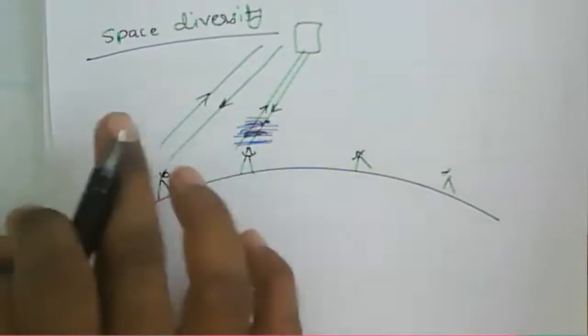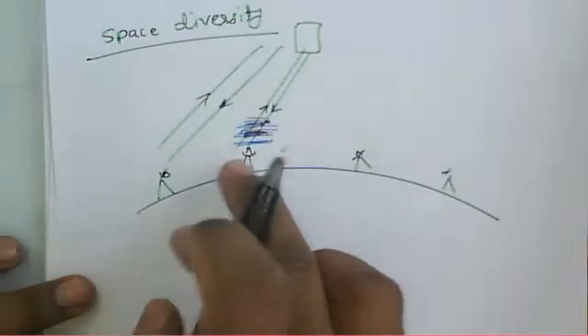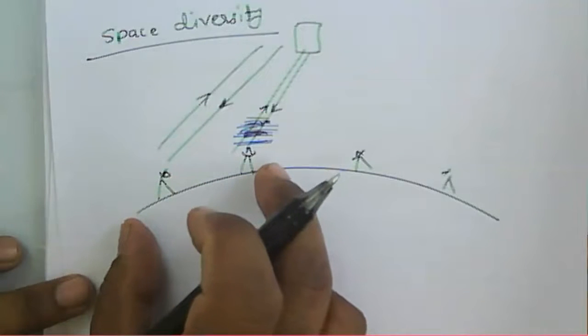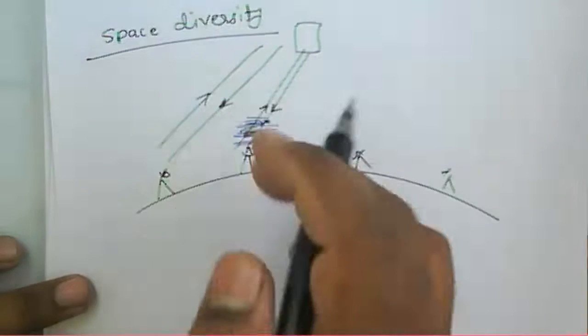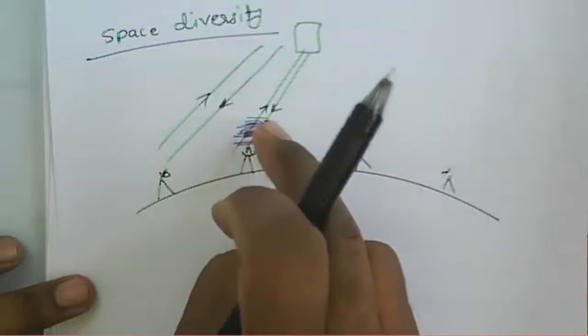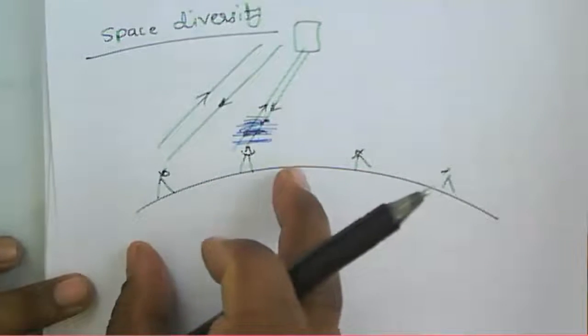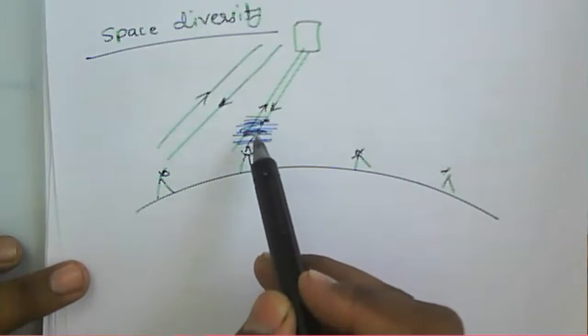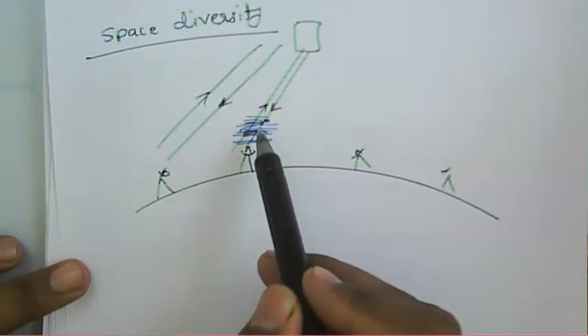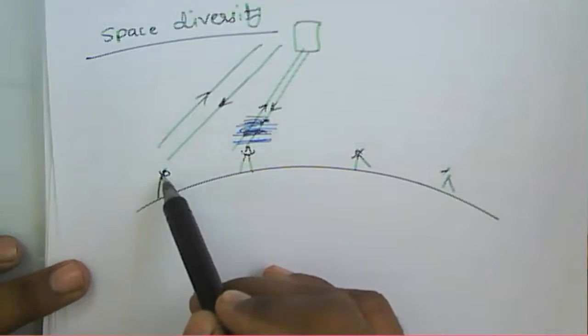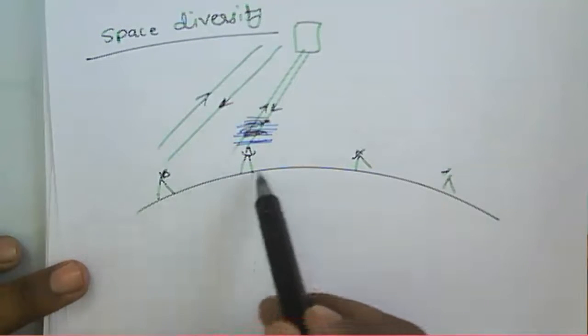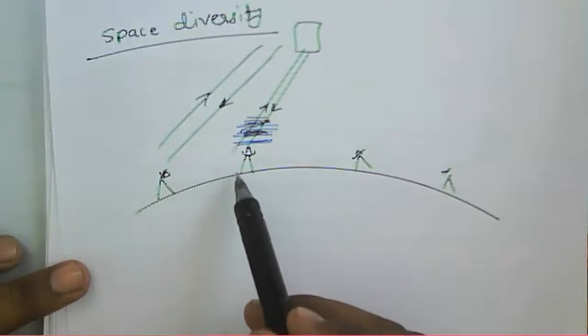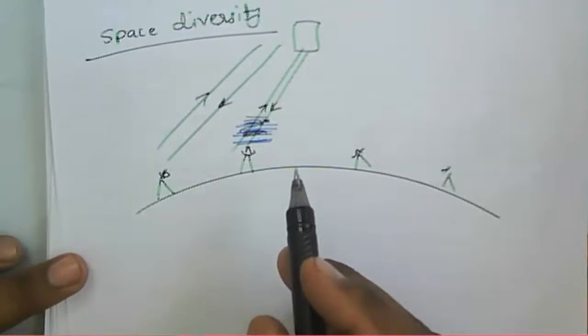Now, if there is no rain, both the Earth stations receive the same signal level. But if one of the Earth stations is in the rainfall region, then the two signals have different levels because of that attenuation.